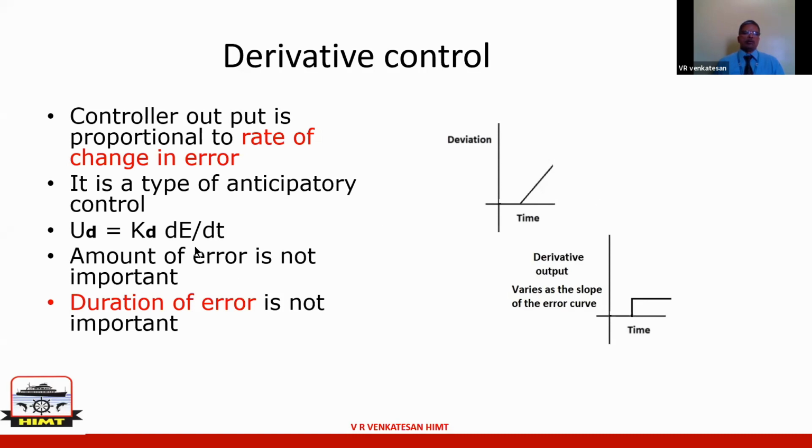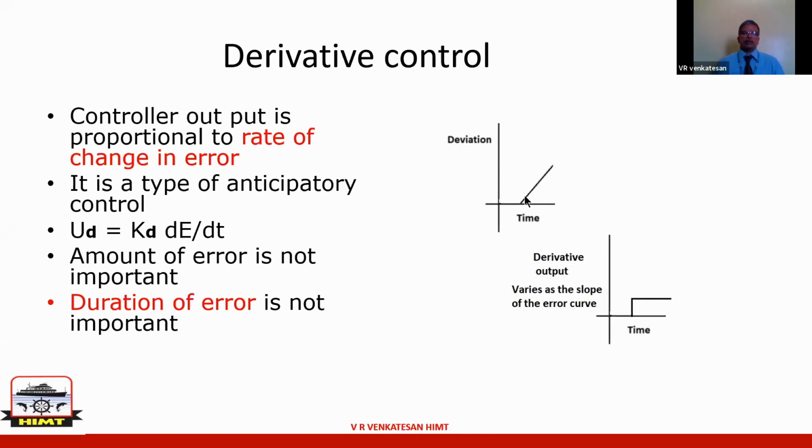Now, we are saying the output of the derivative control depends on the rate of change. So, what is dE by dt here? Deviation is E. What is dE by dt? In differential calculus, what is dy by dx? Slope. Slope of the tangent.